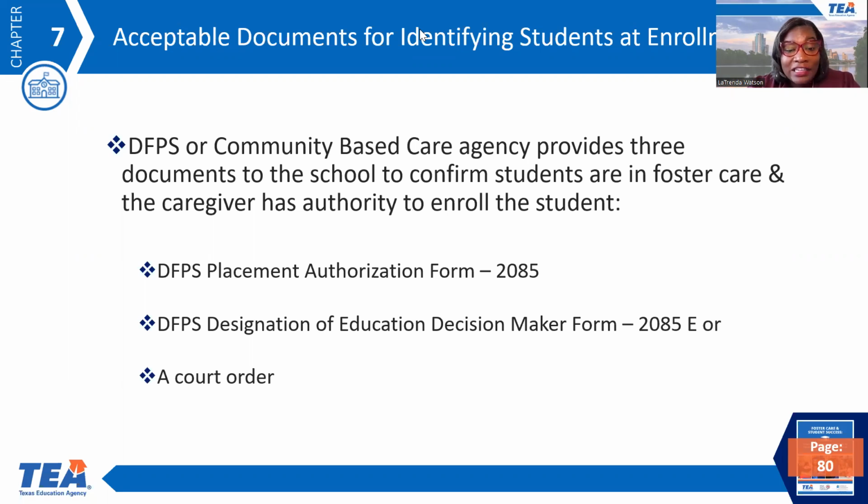So now let's take a look at each one of these because we want to make sure that we know the proper way to identify students in foster care. When you ask how we identify students in foster care, we give them that foster care indicator. These are the ways, the paperwork, the proper documentation to use to give the foster care indicator in PEIMS for students in foster care. You'll have a 2085, a 2085E, or a court order. And I am on page 80.